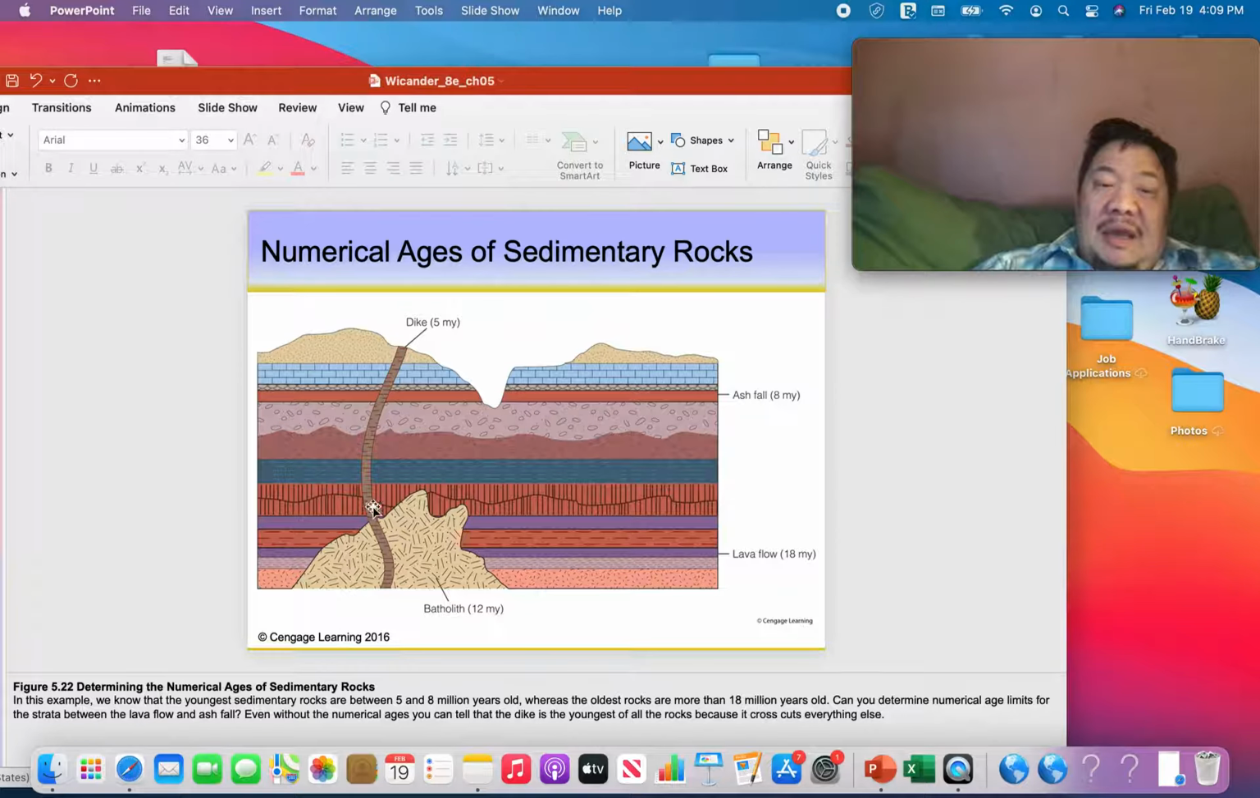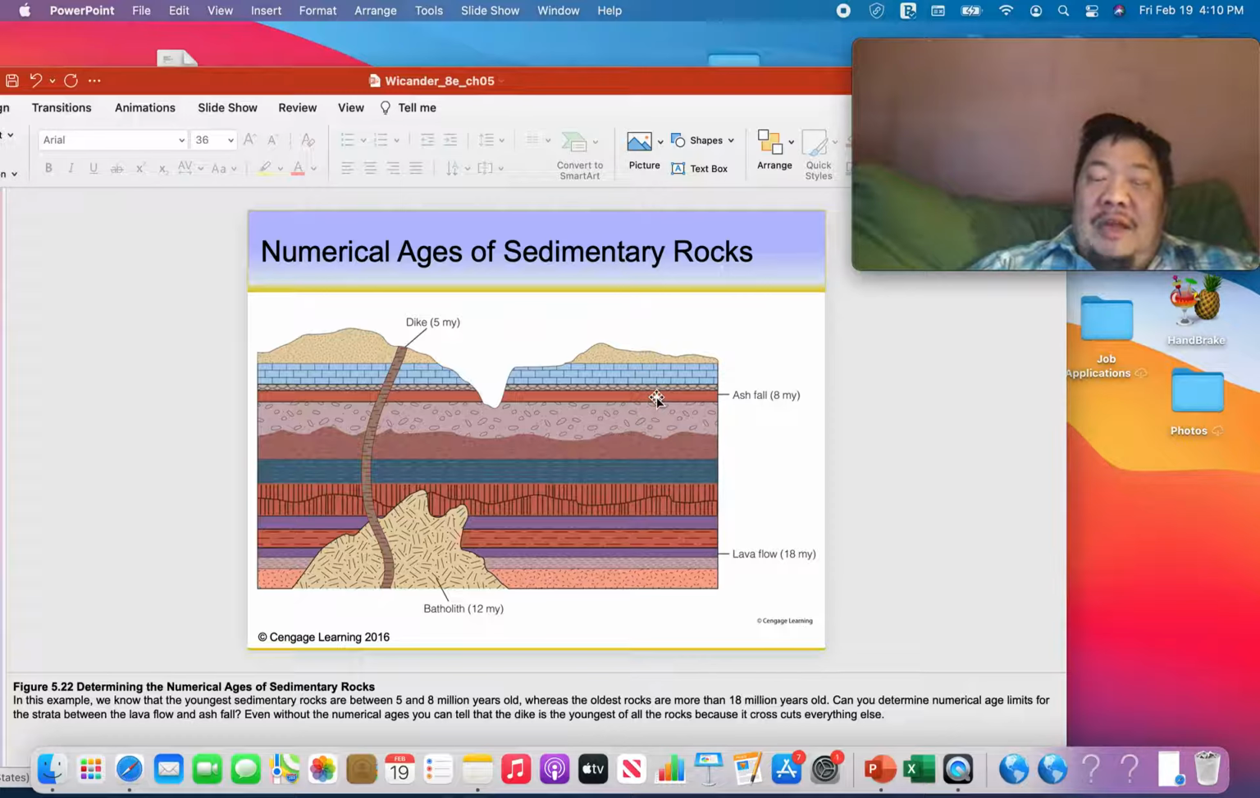We have got this dike, and it's been dated using radioactive isotopes to be 5 million years old. We've got a batholith here, an igneous pluton, that is 12 million years old. We have volcanic ash that was formed 8 million years ago. And we have a lava flow here that's been dated as forming 18 million years ago. So we've got something to work with here, don't we? How old are these sedimentary rocks here, these three sedimentary beds?